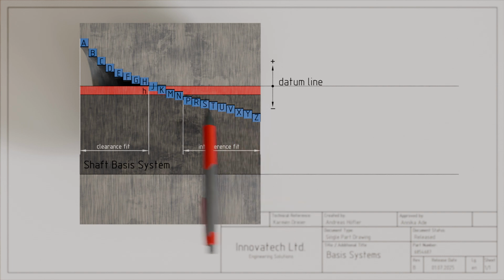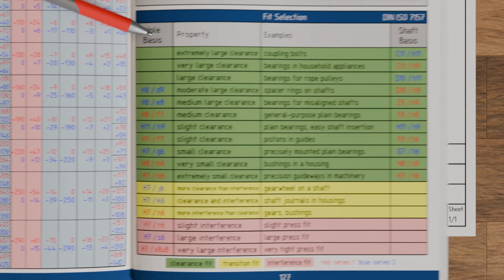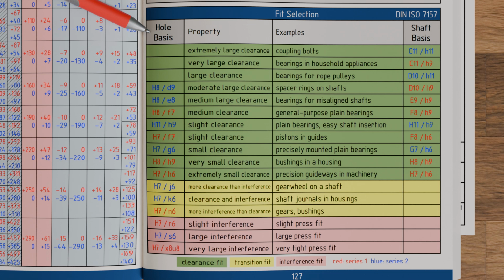A transition fit with overlapping tolerance zones also results in the range between J and N. Here as well, however, the German standard DIN 7157 further restricts the possible combinations of tolerance grades. The German standard DIN 7157 specifies a total of 14 combinations for the hole basis system, which, as shown, range from the green-marked clearance fits through the yellow-colored transition fits to the red-highlighted interference fits. For the shaft basis system, the standard defines 11 tolerance grade combinations in the range of clearance fits. 4 transition fits and interference fits. No combinations are prescribed in this fit system.